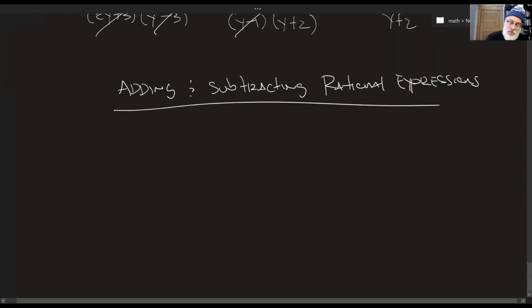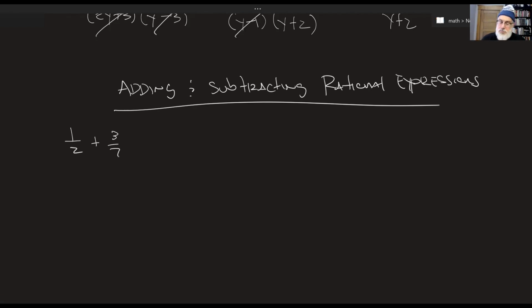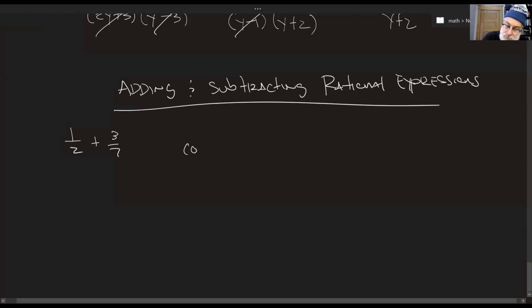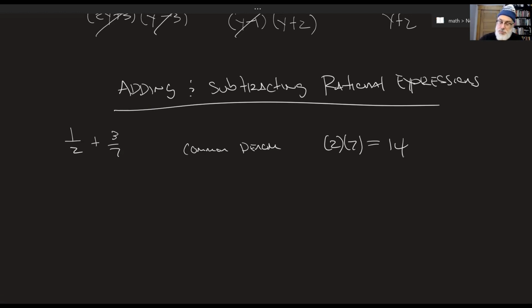So let's remind ourselves that when we add fractions, say we have 1/2 plus 3/7, we don't just add the top and bottom. We need a common denominator. To find a common denominator from 2 and 7, sometimes it's just easy to take the multiplication of 2 and 7. That's 14. So the common denominator will be 14.